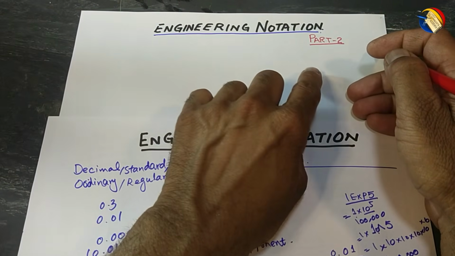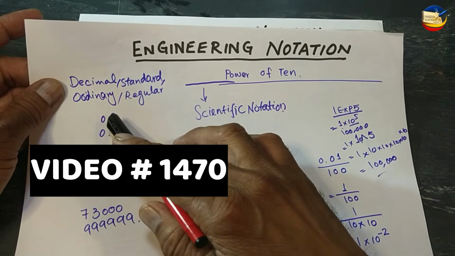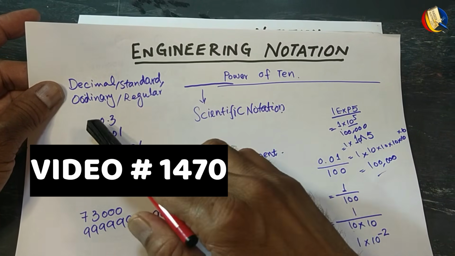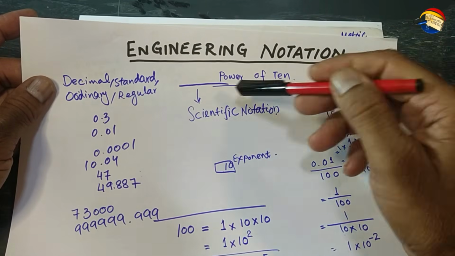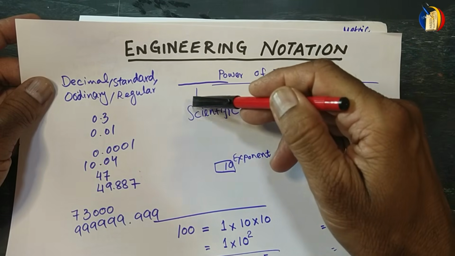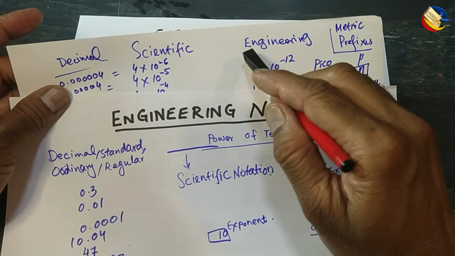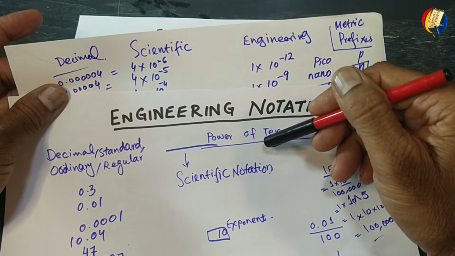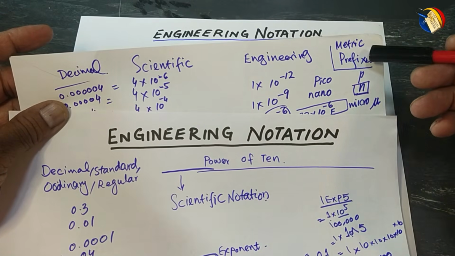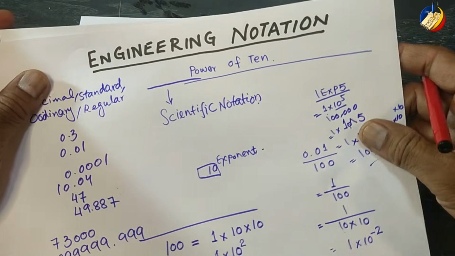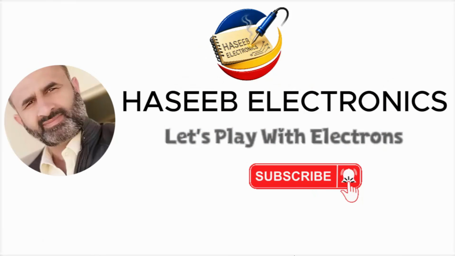Engineering notation. This is part 2 of our last video. In the last video we discussed decimal notation, standard notation, ordinary notation, regular notation. These are the same. Then we reviewed scientific notation, that is power of 10. Then we discussed engineering notation, that is also power of 10. It is a modified shape of scientific notation. And then we discussed metric prefixes. In this session we will discuss in detail why we need it and how it works.